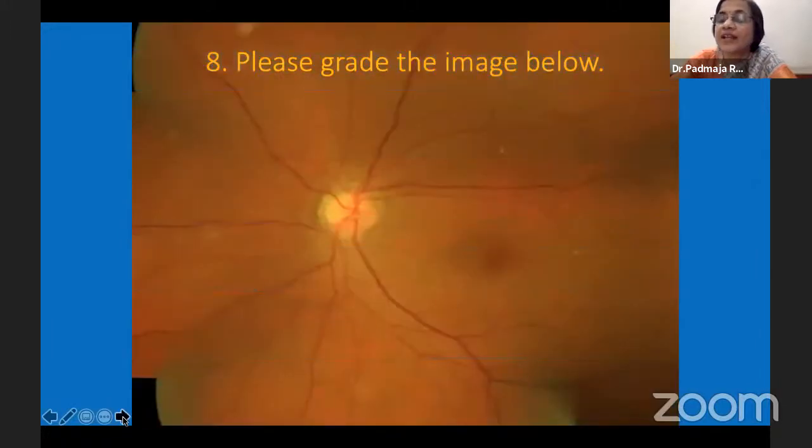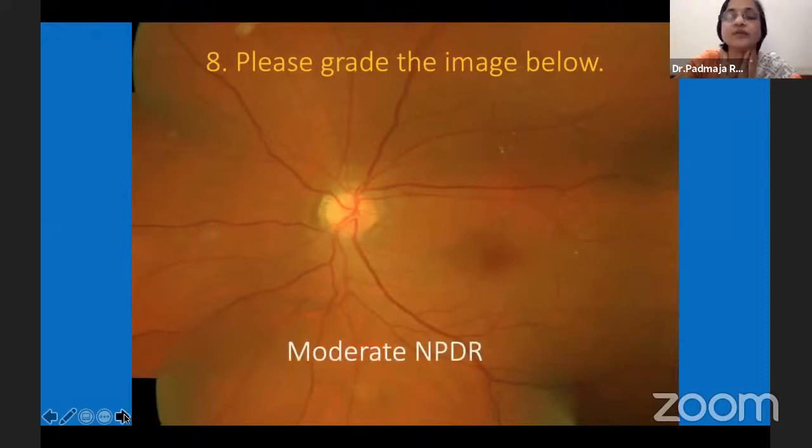Now please grade the image. So we discussed initially, yes, mild means only few changes, but as I said, a microaneurysm can be detected by succinate like exudates. But here you are seeing more than mild NPDR, not only microaneurysm, but you are also seeing hard exudates. So the classification is moderate NPDR. Very good.